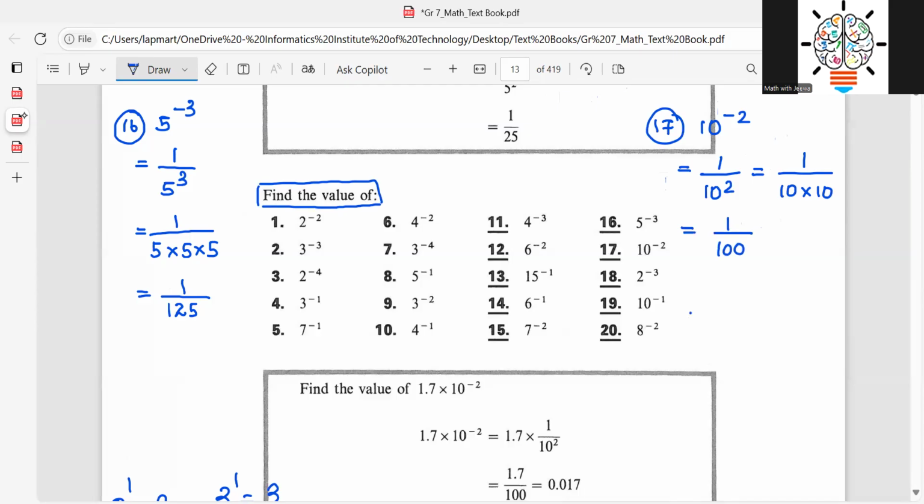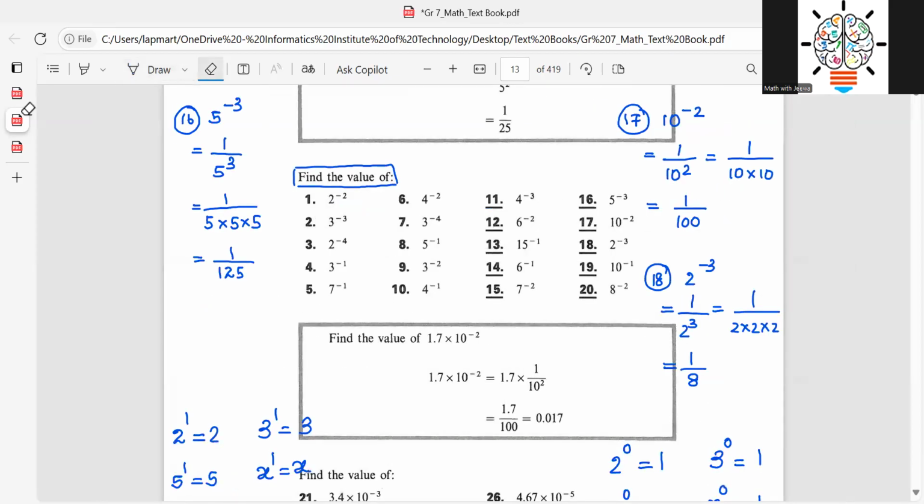So then question number 18, I do have 2 to the power negative 3. Then I write 1 over 2 to the power 3. What does this mean? 1 over 2 times 2 times 2. So then the answer is 1 over 8. Right? So this is how you want to write the answers.